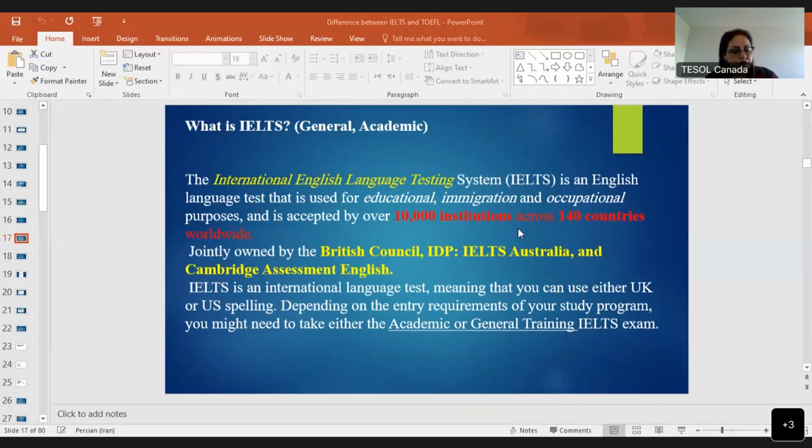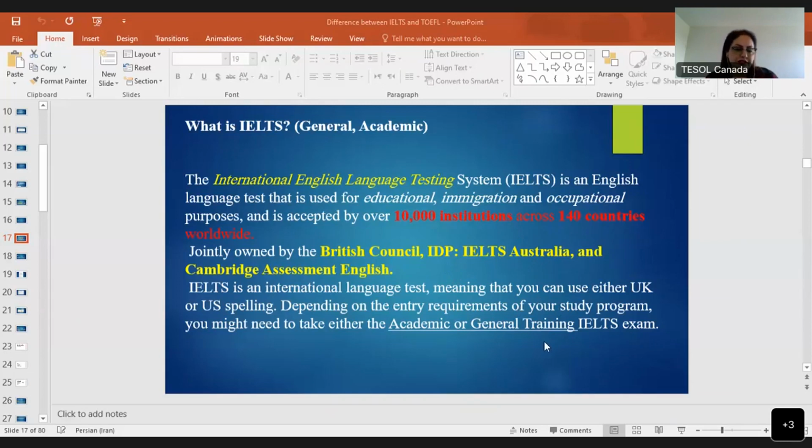It's used for educational, immigration, and occupation purposes, and is accepted by over 10,000 institutions across 140 countries worldwide. It's jointly owned by the British Council, IDP IELTS Australia, and Cambridge Assessment English. IELTS is an international language test. You can use either UK or US spelling, both are correct.